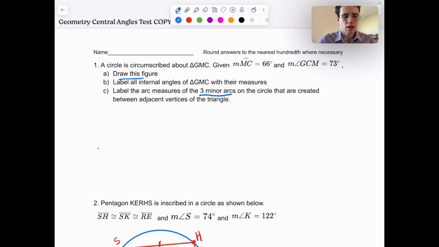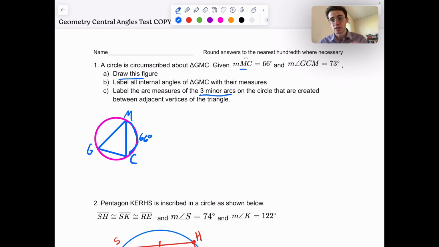So first, if we're drawing it, we've got a triangle and it is inscribed inside of a circle. We can say the circle is circumscribed about this triangle. Arc MC is 66 degrees. So you can see I already drew it not perfectly, because that should be 66 out of 360, so it should be a little over a sixth of the circle. It seems to be more than that. And angle GCM is 73 degrees. So this is the one that has C in the middle, 73. So that actually looks fairly accurate.